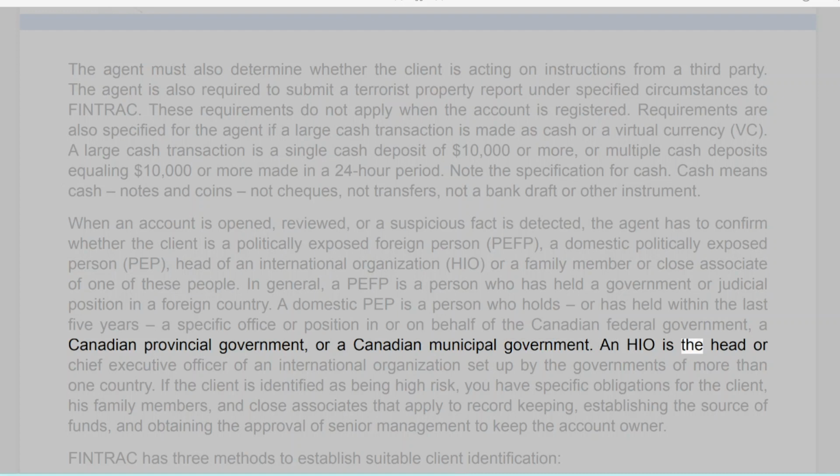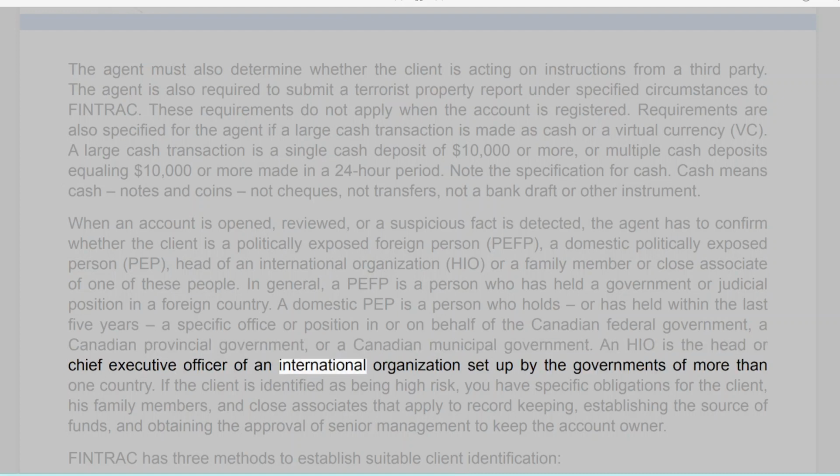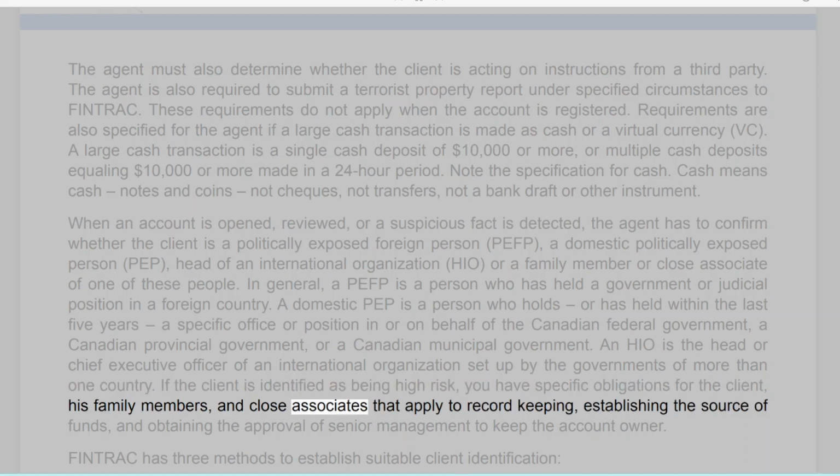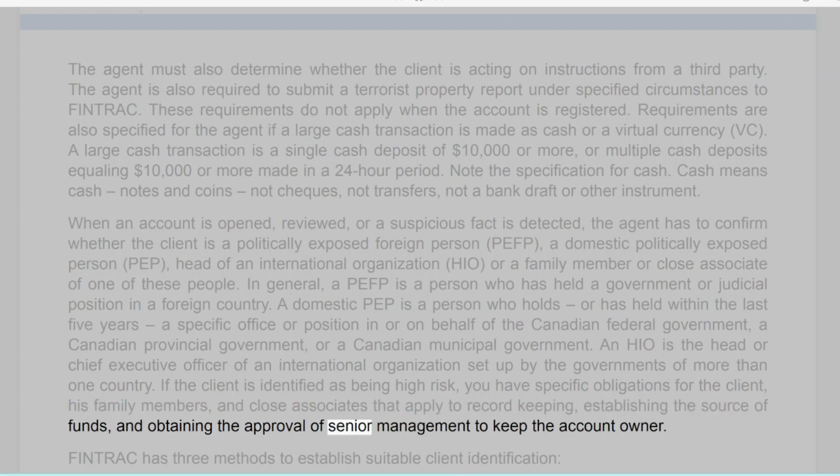An HIO is the head or chief executive officer of an international organization set up by the governments of more than one country. If the client is identified as being high risk, you have specific obligations for the client, his family members, and close associates that apply to record keeping, establishing the source of funds, and obtaining the approval of senior management to keep the account open.